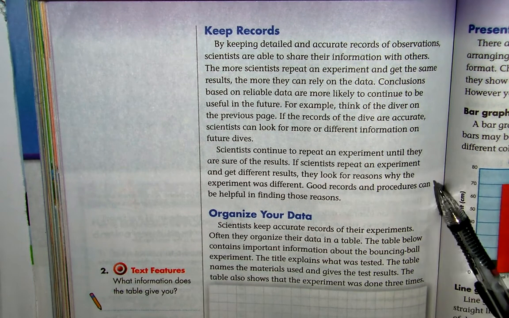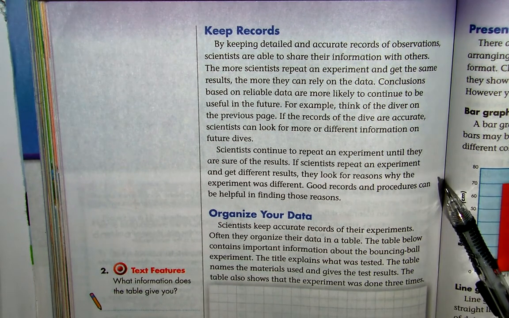Scientists continue to repeat an experiment until they are sure of the results. If scientists repeat an experiment and get different results, they look for reasons why the experiment was different. Good records and procedures can be helpful in finding those reasons.